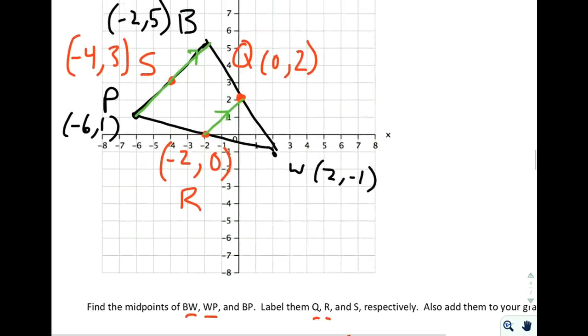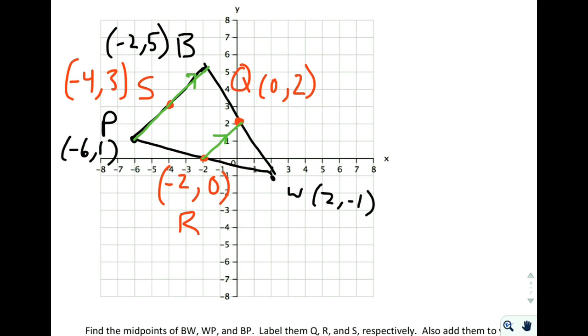So the length of BP here. We have a distance between B and P. We go from -2 to -6. So how far apart are -2 and -6? They're 4 apart. So I'm going to write down my 4. Then I'm going to check to see how far the y's are apart. I have a 5 and a 1. They are also 4 apart.